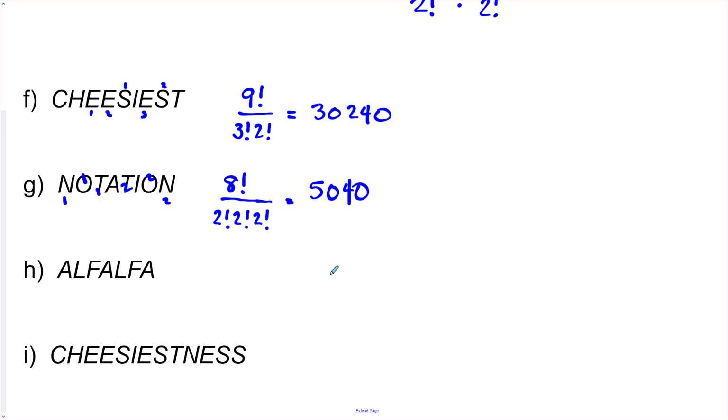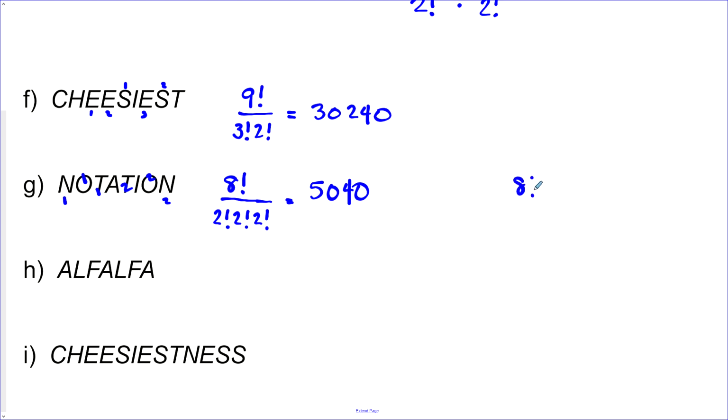And when we multiply this out, we get 5,040. Now check this out. I'm going to do a little bit extra here. Say you were just analyzing this and looking at 5,040, you might remember that that's 7 factorial. So how is this 7 factorial when we got 8 factorial divided by 2, 2, and 2? Let's just take a quick look at that.